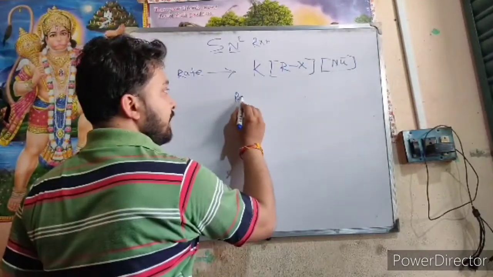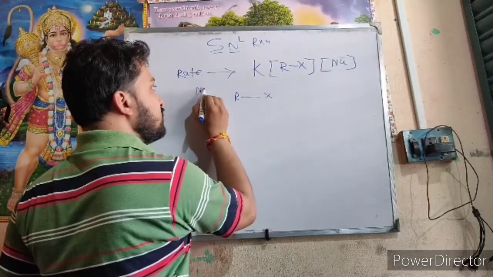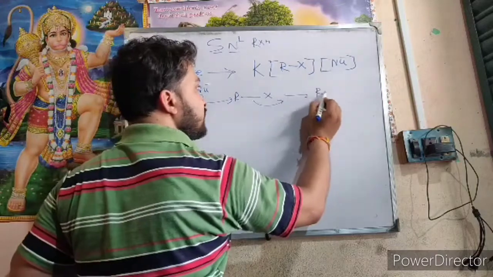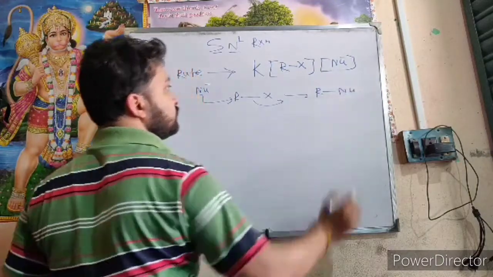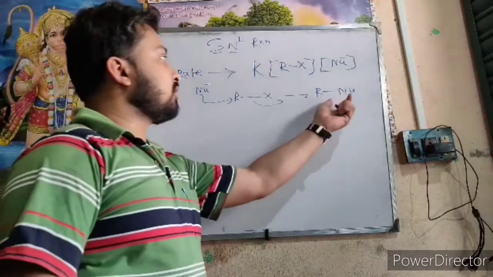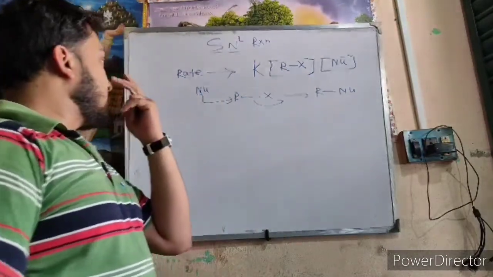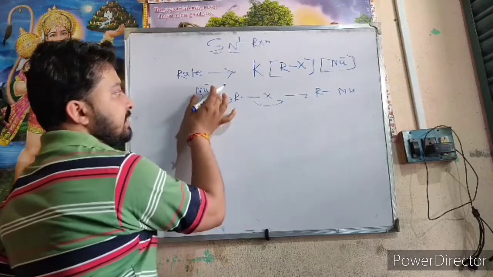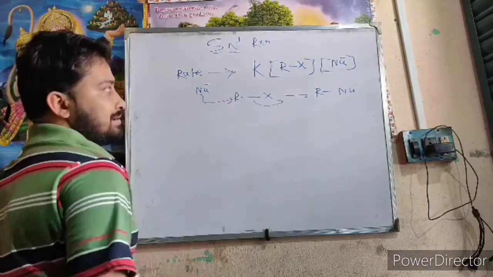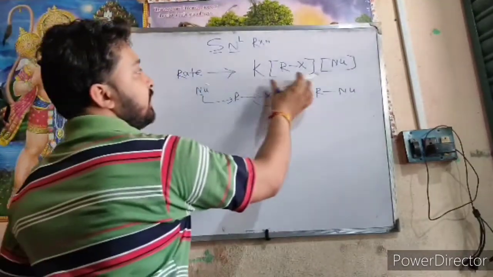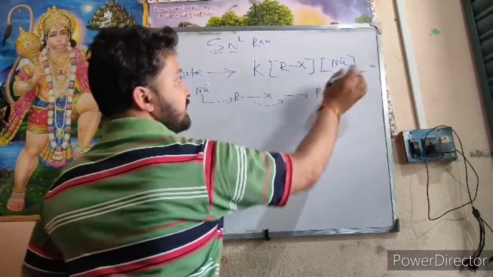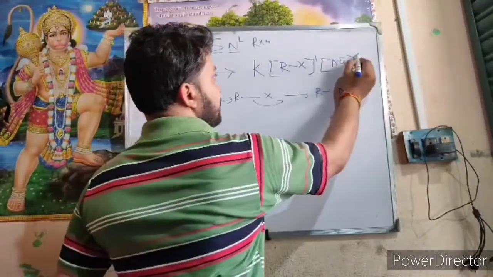RX means alkyl halide, and you use this nucleophile and it attacks the R, and X is removed, and the product is R-Nu. So the rate of the reaction always depends on the reactants which you have used. RX and Nu are the reactants. So the rate of the reaction is k, the rate constant, times [RX][Nu]. So this is 1 and this is 1.